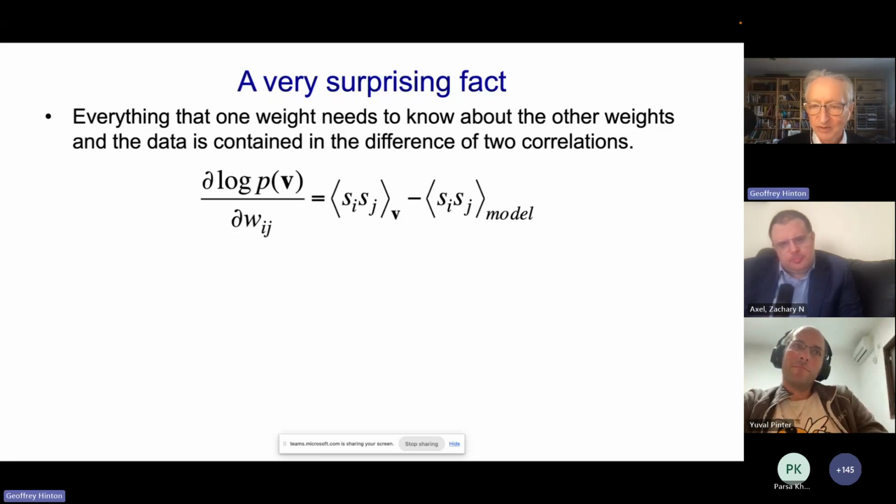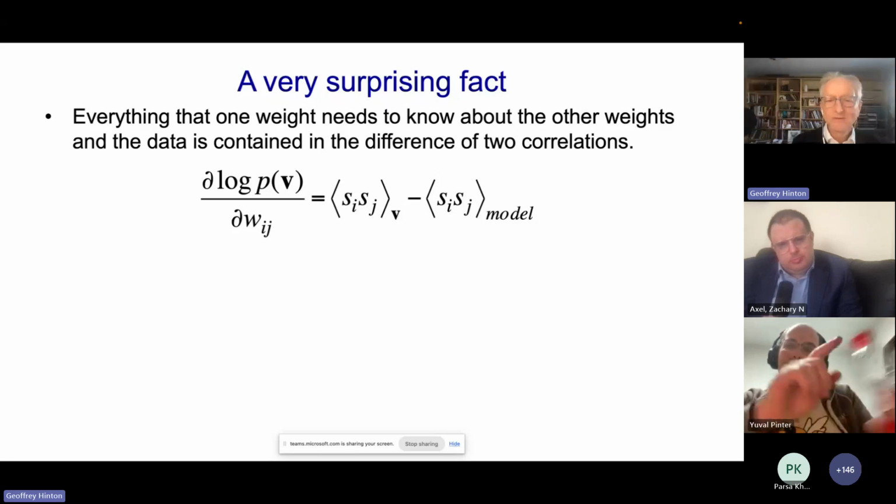Then go to sleep and let the model generate data. So you're updating all the units now, not letting some of them be driven by sensory input. And measure the same thing. Measure how often those two units are on together. And that difference in correlations is the learning rule. So this is just a beautiful learning rule. It's very, very simple. It looks like you can put it into a brain very easily.